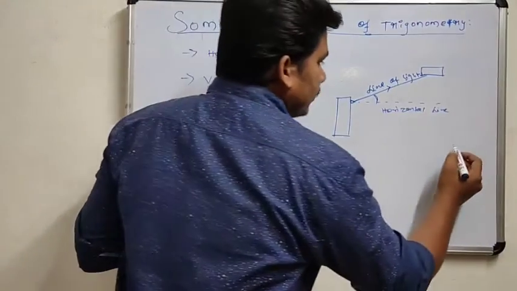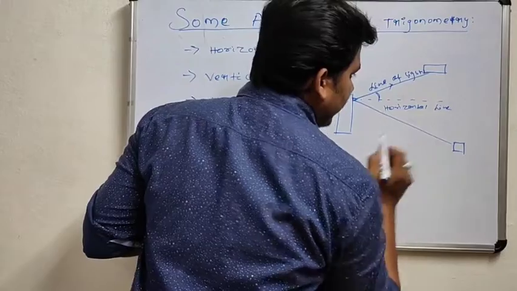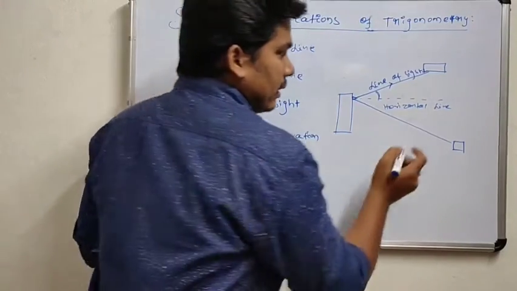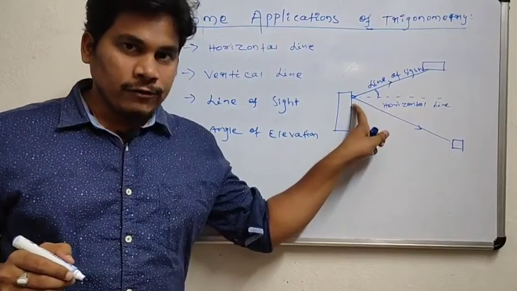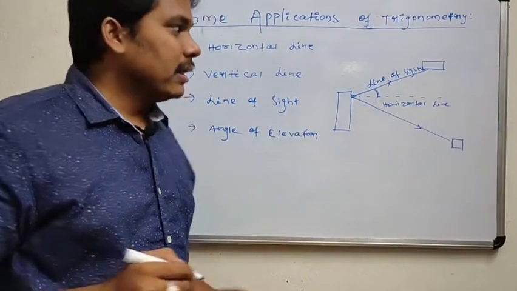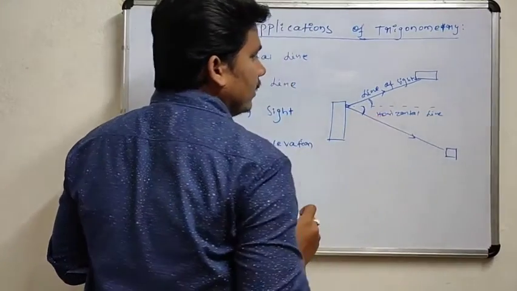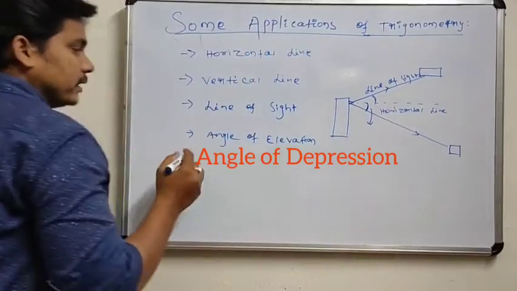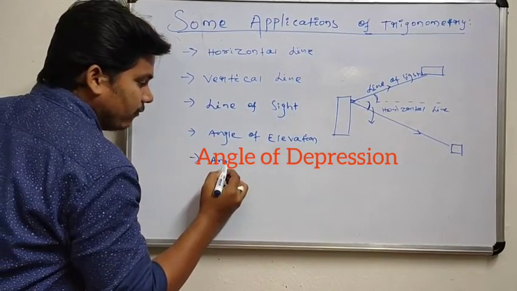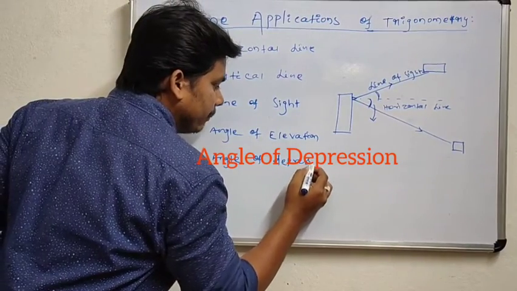Let's take the object is here. Then the line of sight is this one, because it is the line joining the position of your eye to this object. Then the angle between this horizontal line and this line of sight is known as the angle of depression.